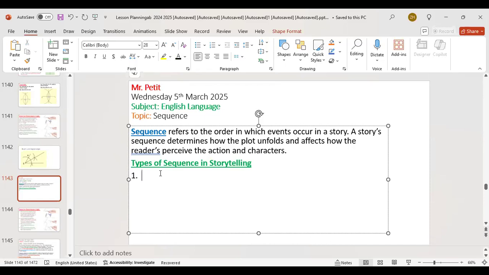All right. So types of storytelling or types of sequences, right? The first one is the regular one, chronological order. When we say chronological order, what do we mean? It means the events are presented, or ordered, in the way that they actually happen, right? So this year, this month, this day, chronological order. A lot of movies and a lot of stories are in chronological order.